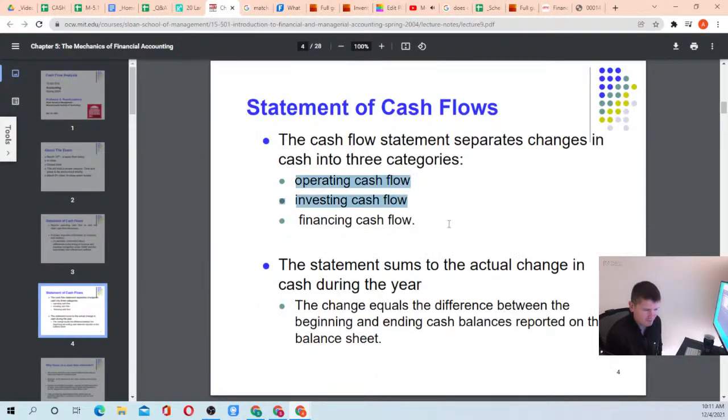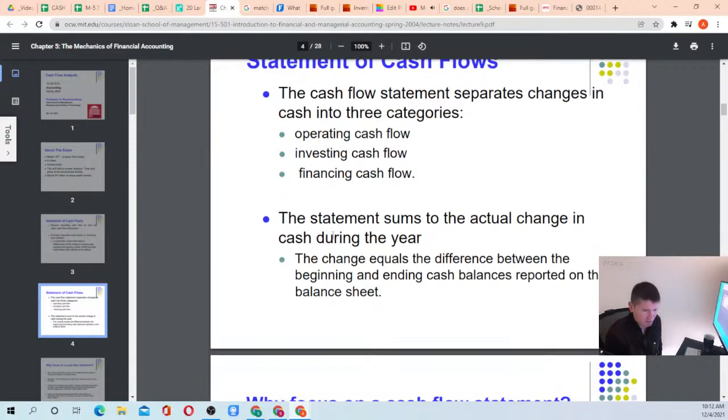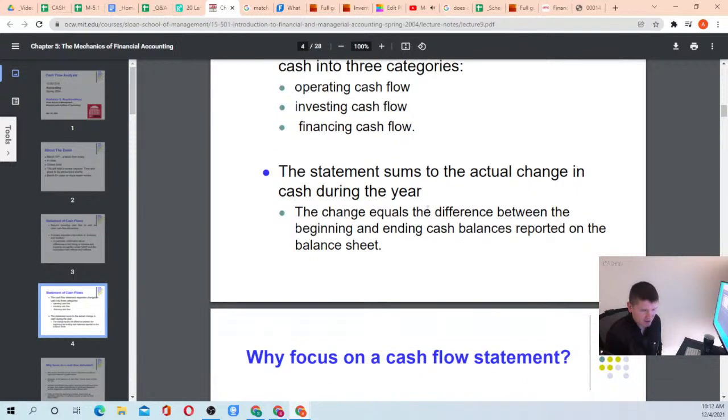So here are three things: cash flows. Operating relates to your operations. Investing relates to your acquisition of assets and disposal of assets. And financing cash flow relates to your acquisition of capital and your repayment of capital. The statement sums up the actual change in cash during the year. The change equals the difference between the beginning and the ending cash balances reported on the balance sheet.